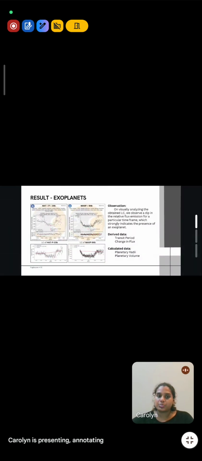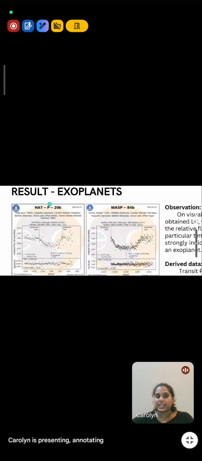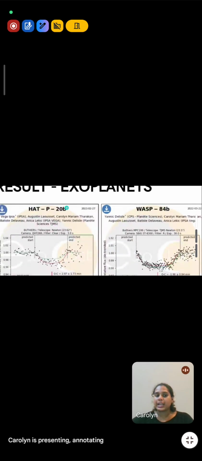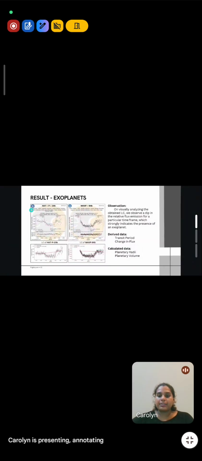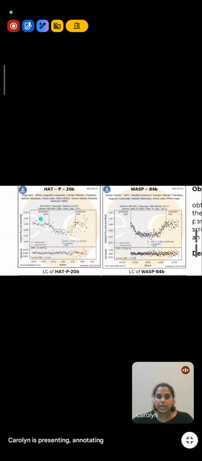So this is the one major thing you will have to keep in mind. Anytime you see an exoplanet with an alphabet at the end of it, you can naturally assume that the rest of the title is the host star around which it is moving, right? So we will be deriving the data based on the transit period. Transit period is nothing but the time taken from the predicted start to the predicted end. This is your transit period.